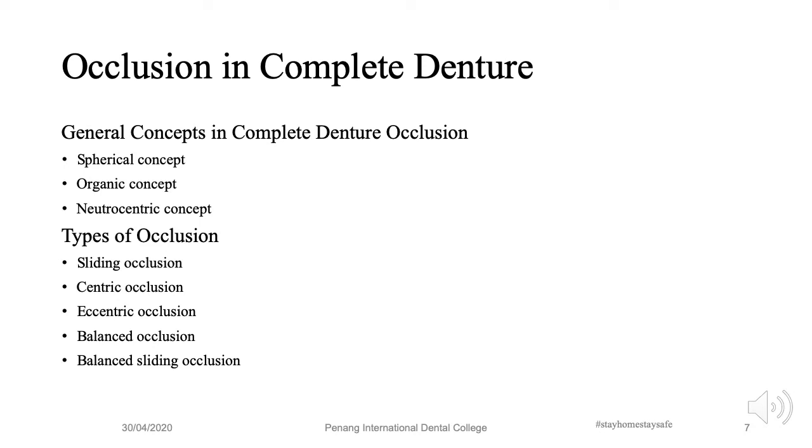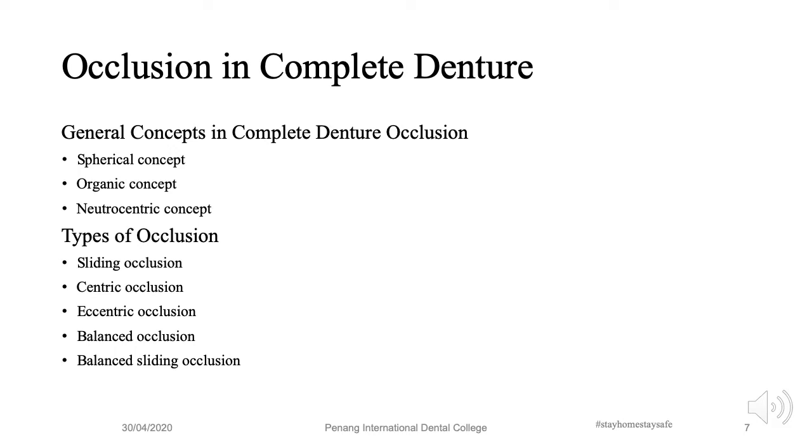Then the neutrocentric concept, which is one of the concepts of occlusion. This concept says that the plane of occlusion should be flat and parallel to the residual ridge, which is also not followed nowadays. The plane of occlusion is considered to be at one level and flat, but there is a curvature in the plane of occlusion when you arrange your teeth. That is where your curve of Spee and your compensatory curves come in.